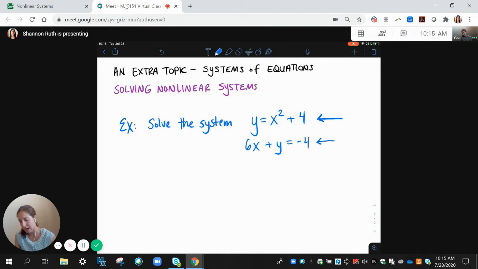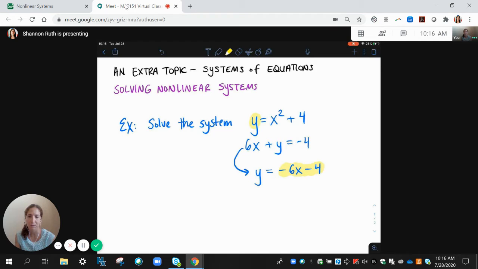So let's talk about an algebraic strategy for solving. Typically what I would recommend is to snag the linear equation and solve it for whichever variable in the first equation is not being squared. In the first equation, y is not being squared, so let's solve the second equation for y. That's pretty easy. It looks like we just need to subtract 6x from both sides. Then anytime you see a y in that first equation, we'll substitute in the equivalent expression, which in this case is negative 6x minus 4.